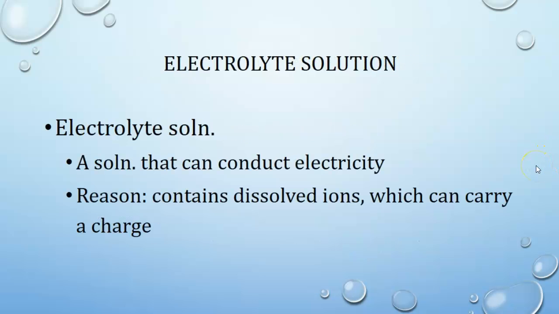So when an ionic compound dissociates, it produces what's called an electrolyte solution. And an electrolyte solution is defined as a solution that can conduct electricity. The reason it can conduct electricity is because it has dissolved ions. And those ions are charged particles, so they can in turn carry a charge. So you have negative ions, which can perpetuate that negative electrical charge.